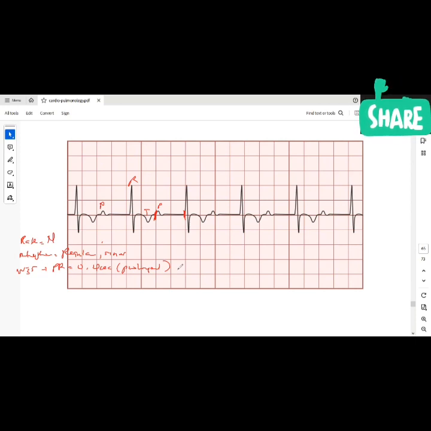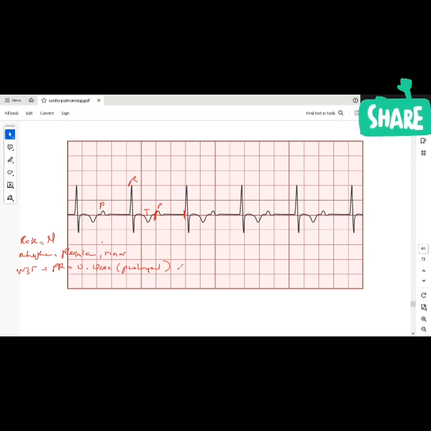What does the PR interval represent? Atrial depolarization. P wave represents what? Atrial depolarization. Can you see SA node depolarization on the ECG? No, you can't. Well, how do I know that the SA node is firing? Because I see the P wave. Once the SA node fires, the P wave comes up, meaning atrial depolarization immediately.